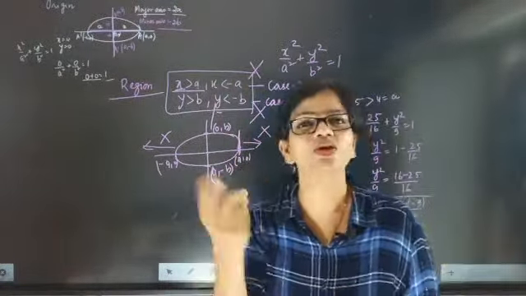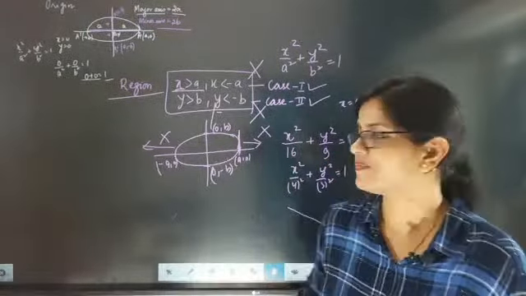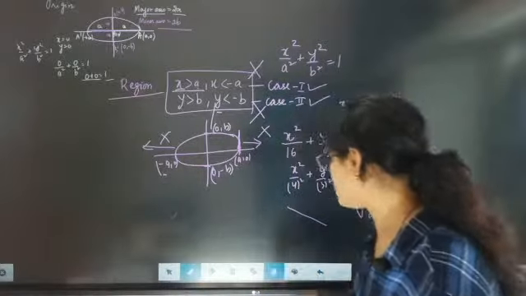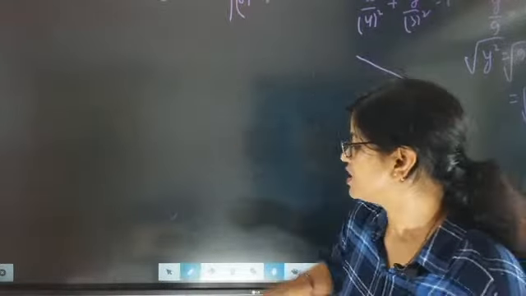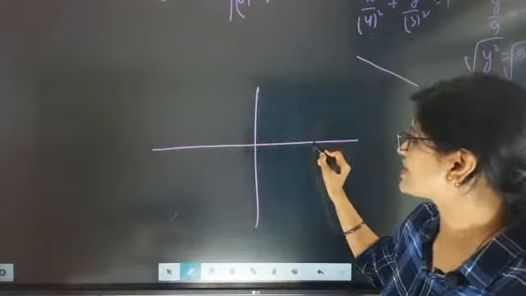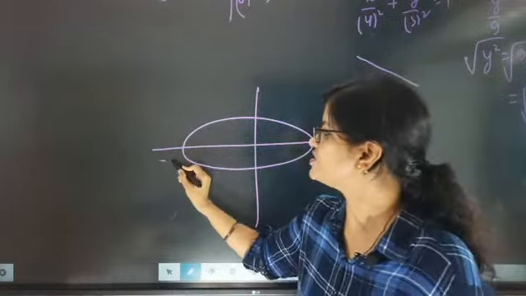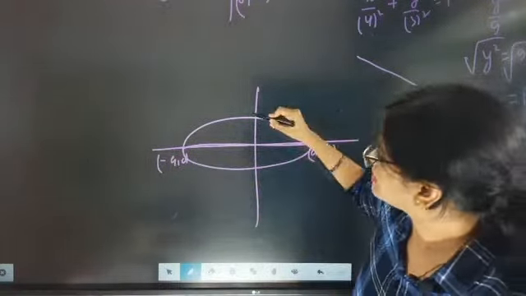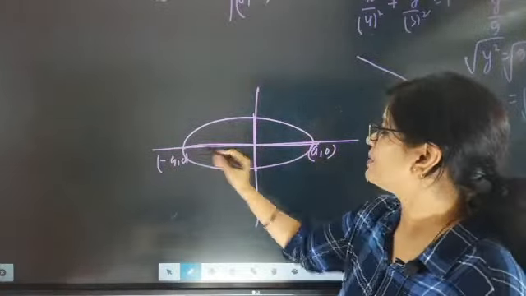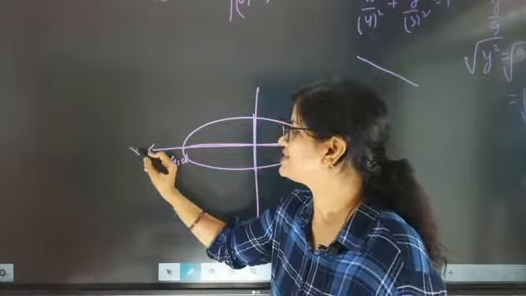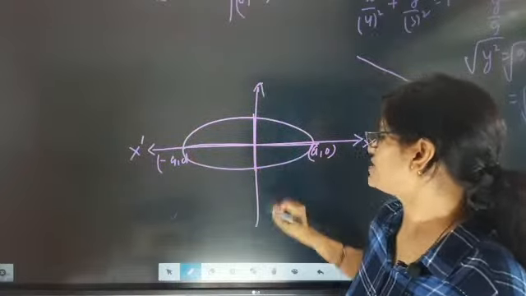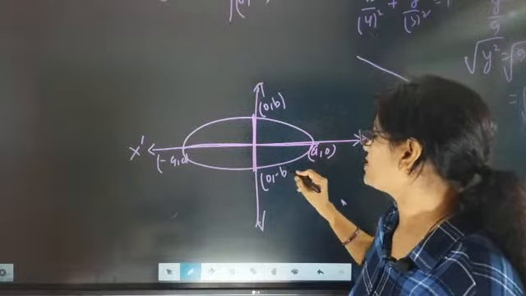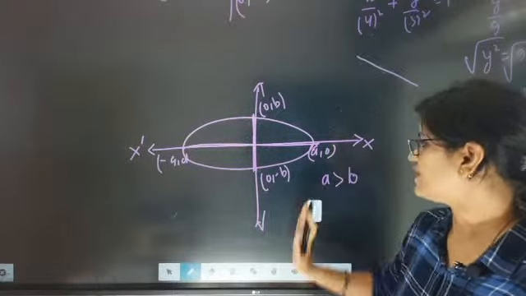So the region will be, then you will be saying, auntie, then tell me about the region. Your region is between minus a to this point. What will be the region of the ellipse? For the major axis, when the ellipse is like this, the region will be minus a comma 0 to a comma 0. When the major part of the ellipse is resting on the x-axis and the minor part is resting on y, the region will be 0 comma b to 0 comma minus b, where a is greater than b.